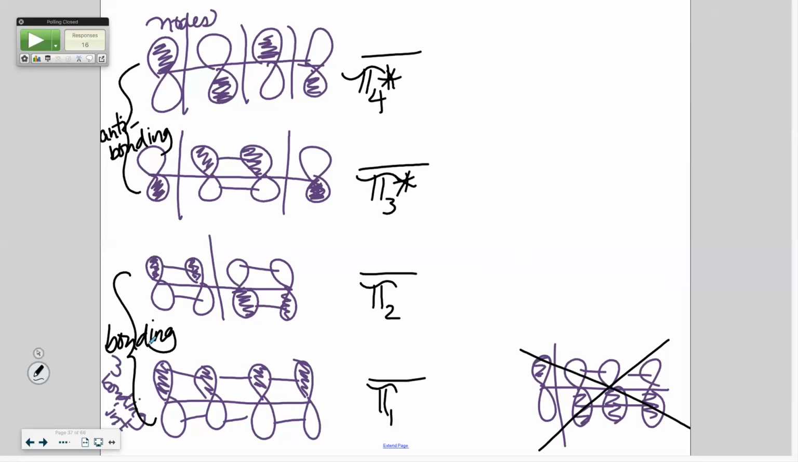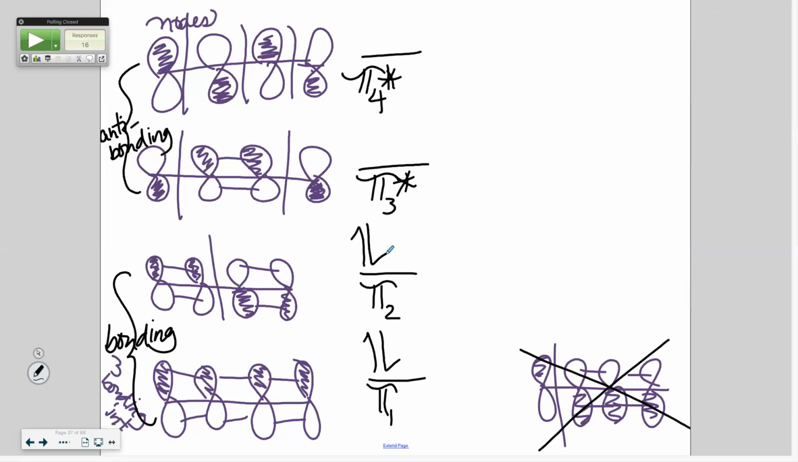Okay, now how many electrons am I going to put in these MOs? How many do I have? I have 1 from each p orbital. So what does that give us? 4, right? Okay, so how do I put them in here? You start at the bottom and you fill it up. There's 2, and then we do the next one. Okay, that's it.